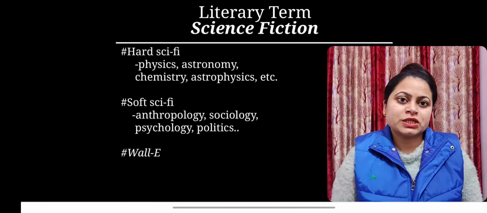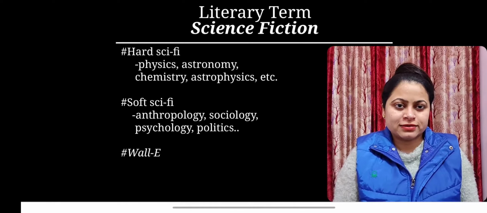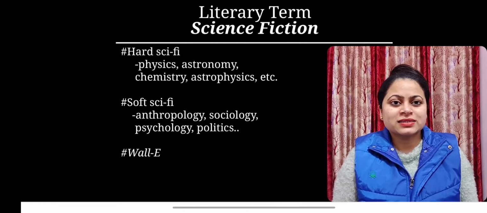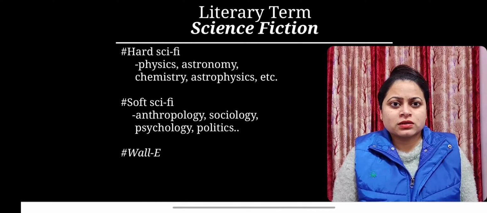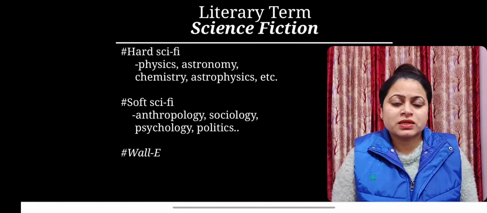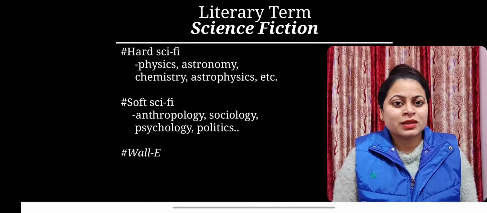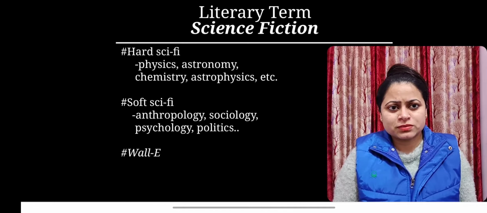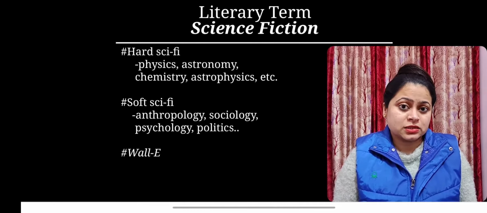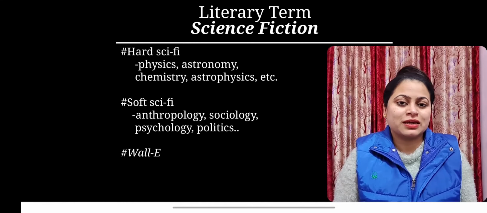Science fiction can be divided into two broad categories, hard and soft. Hard science fiction strictly follows scientific facts and principles. It is strongly focused on natural sciences like physics, astronomy, chemistry, astrophysics, etc. Whereas soft science fiction is characterized by a focus on social sciences like anthropology, sociology, psychology, politics, and in other words, the sciences which involve human behavior.